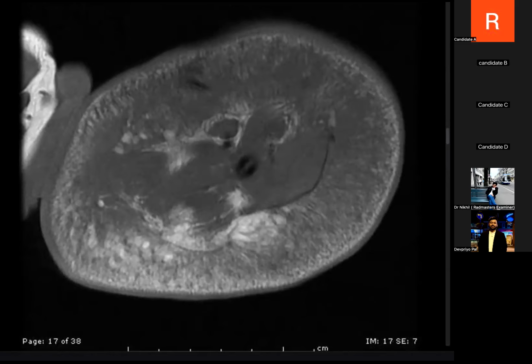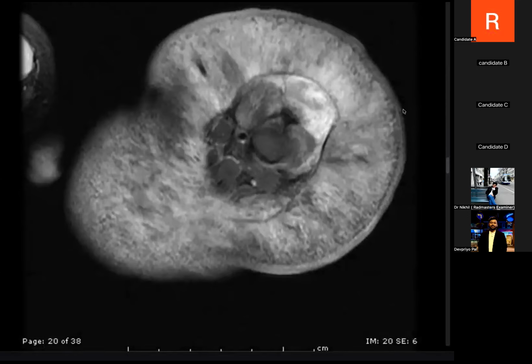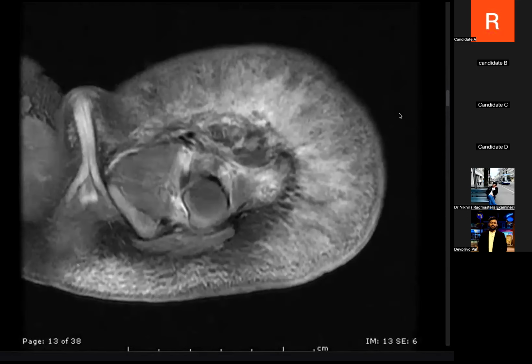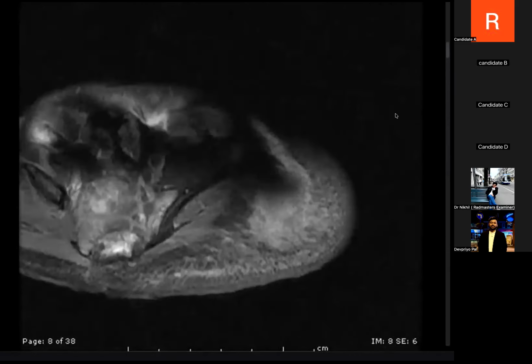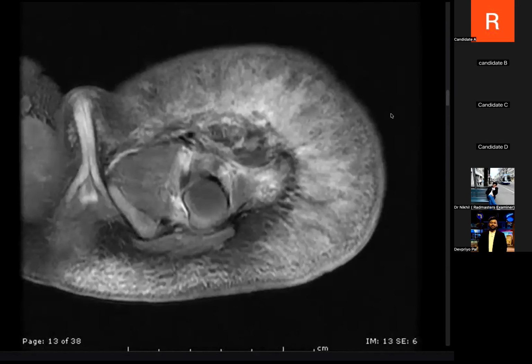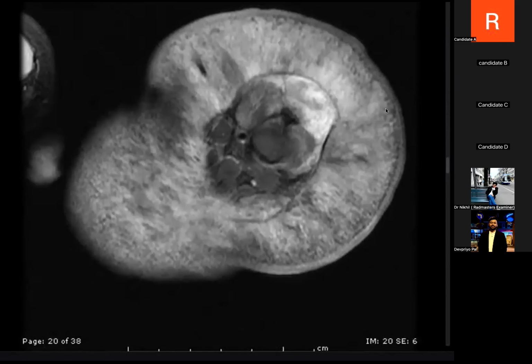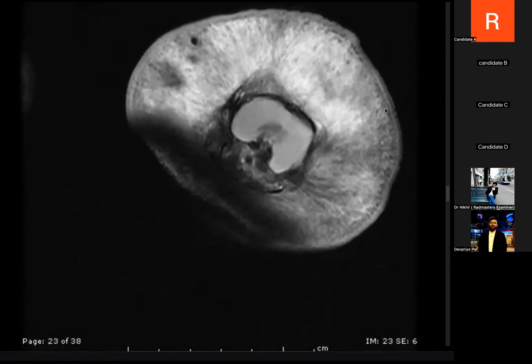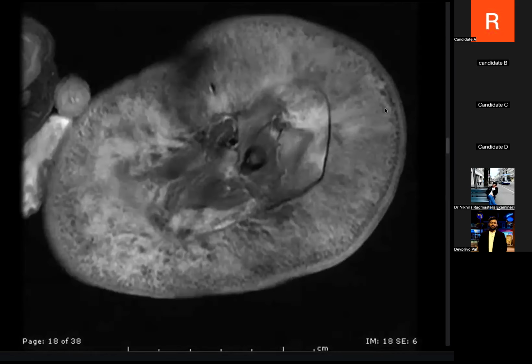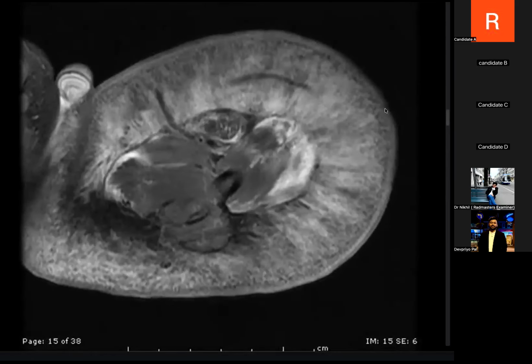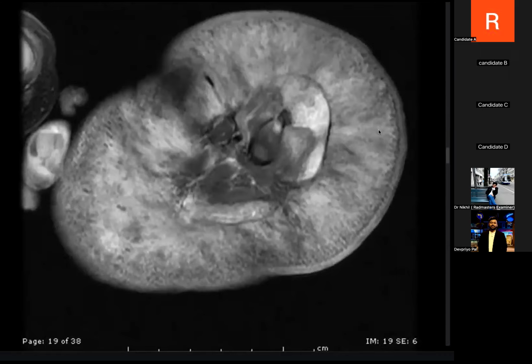Okay. Here you go. So this is the T2 axial images. I can see the lesion predominantly superficial to the fatty layer, muscular layer, and this is T2 fat sat for your information. So this is mainly involving the subcutaneous tissue plane, not the muscle plane.